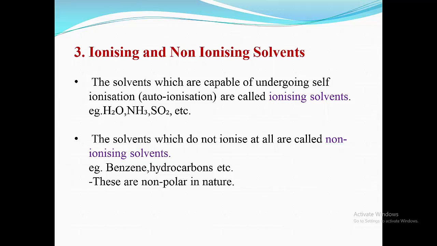Third type of solvents, ionizing and non-ionizing solvents. The solvents which are capable of undergoing self-ionization are called ionizing solvents. Examples are H2O, NH3, SO2, etc. The solvents which do not ionize at all are called non-ionizing solvents. Examples are benzene, hydrocarbons. These solvents are non-polar in nature.